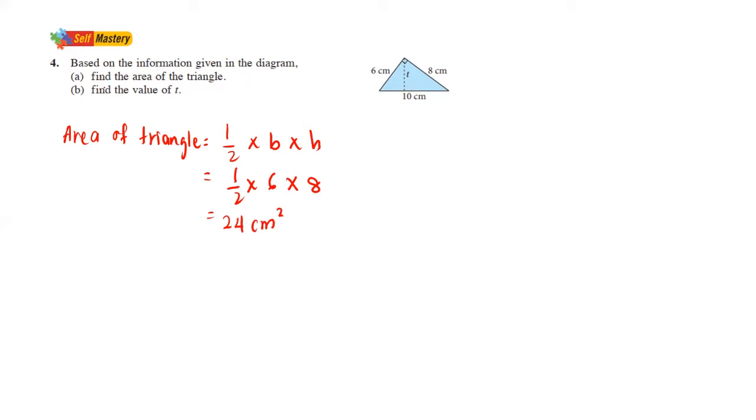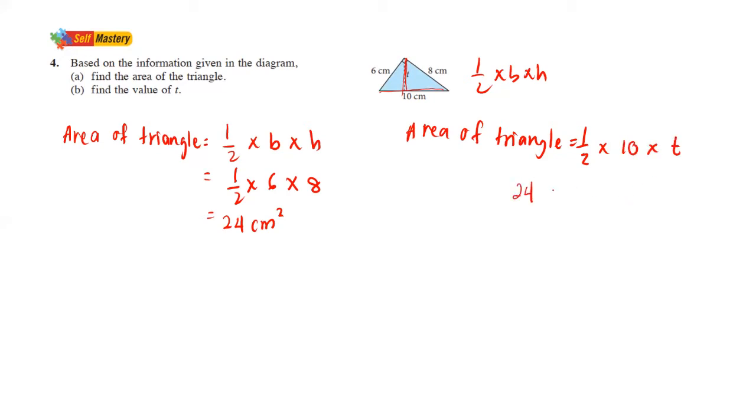So next they ask us to find the value of t. Okay, so the value of t, we can also use the formula 1/2 times base times height, in which the base is 10 and the height is t. So let's see here, area of triangle equals 1/2 times base, which is 10, and height, which is t. 24 equals 1/2 times 10 times t. So you can find the value of t, which is 24/5, and that will be 4.8 cm.